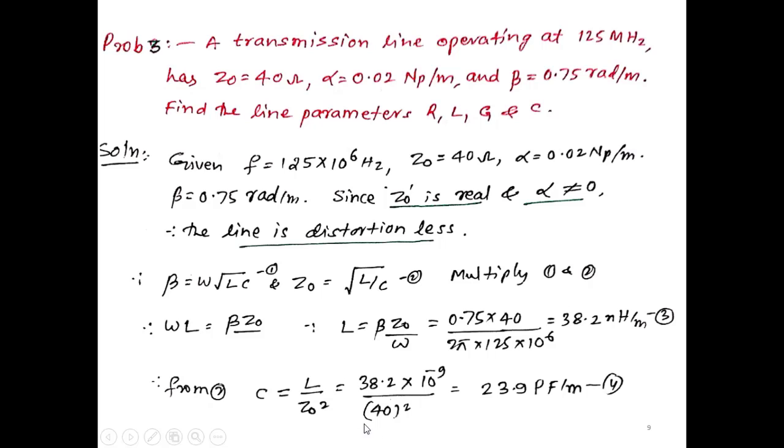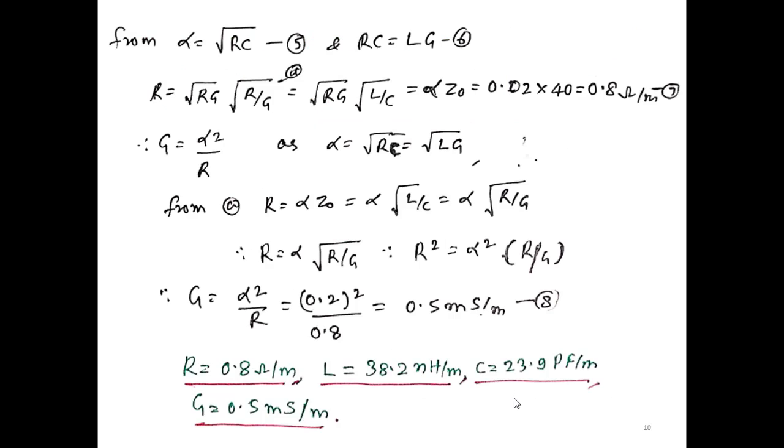And from 2, we get C is equal to L by Z0 square. So L is 38.2 into 10 raised to minus 9 and Z0 is 40. Z0 square is equal to 40 whole square. This is equal to 23.9 picofarad per meter.